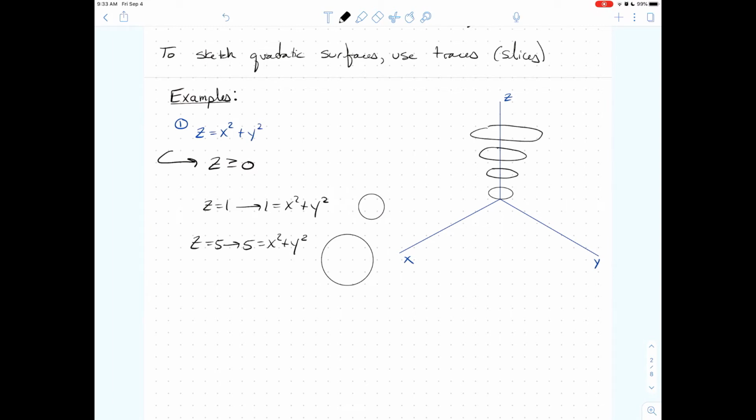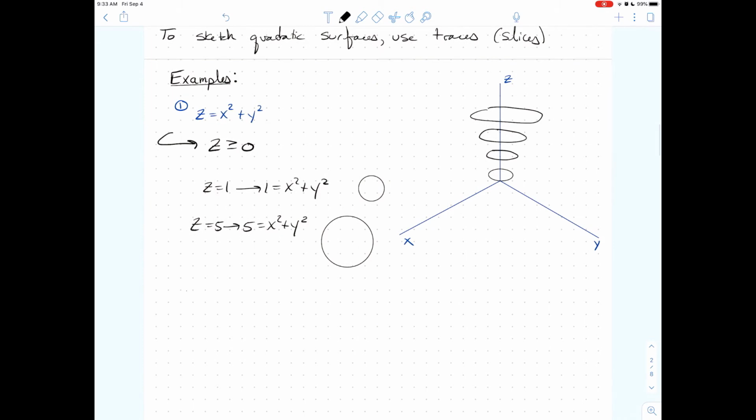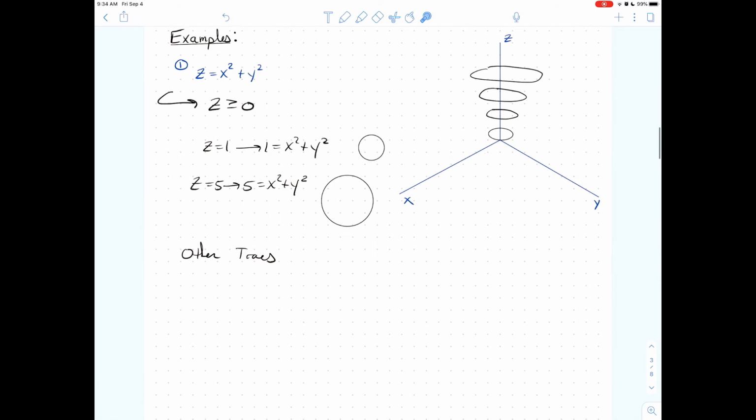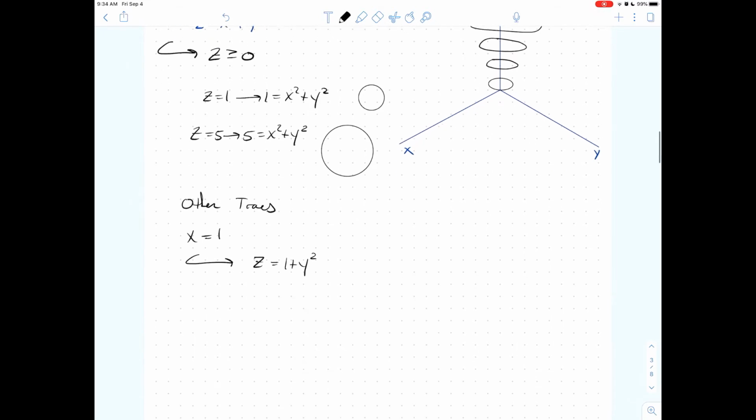Now let's think about the other traces. You don't have to slice it horizontal like we did. You could also slice it this way by fixing a certain x variable. Fix an x, and you get a slice that looks like that. What kind of graph are we going to get? Well, if I fix x, let's say x equals 1, then I get z equals 1 plus y squared, and I can graph that.